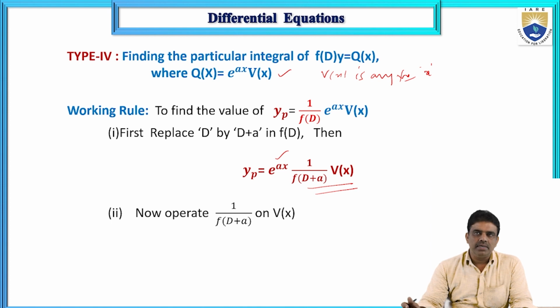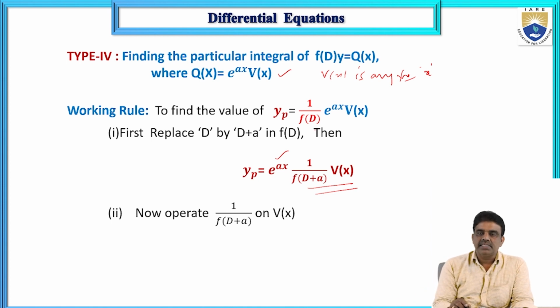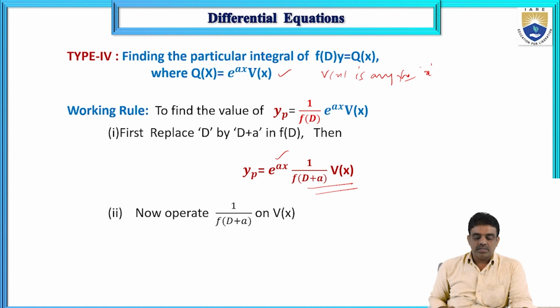So it is a very simple method. Just replace D by D plus a. So write e power ax first into 1 by f of D plus a of V of x. Now operate 1 by f of D plus a on V of x. That is the model. This comes under type 4 of finding the particular integral of the equation f of D of y is equal to Q of x.